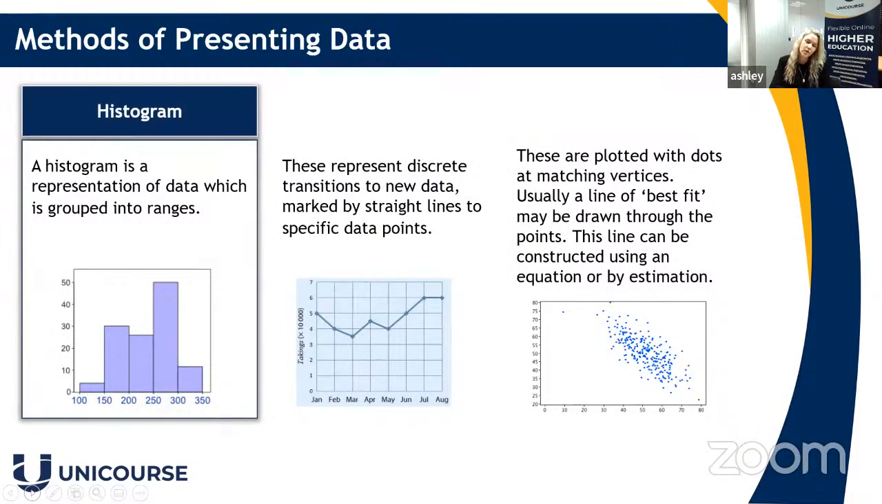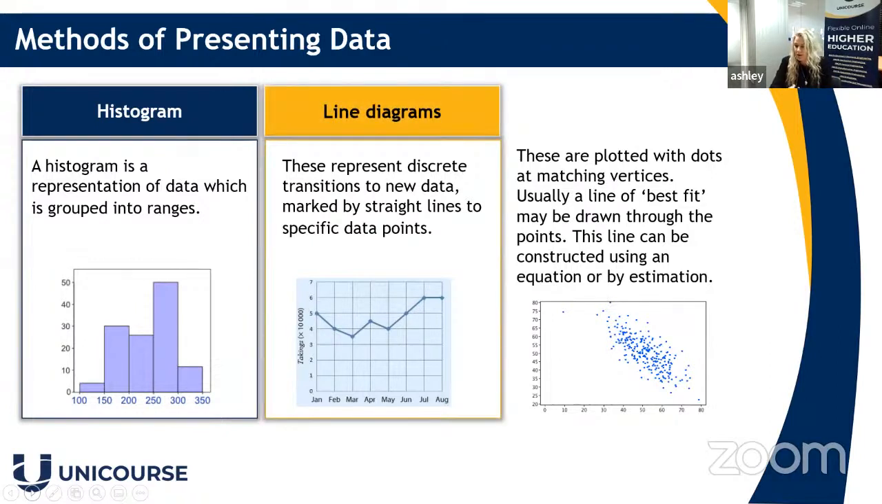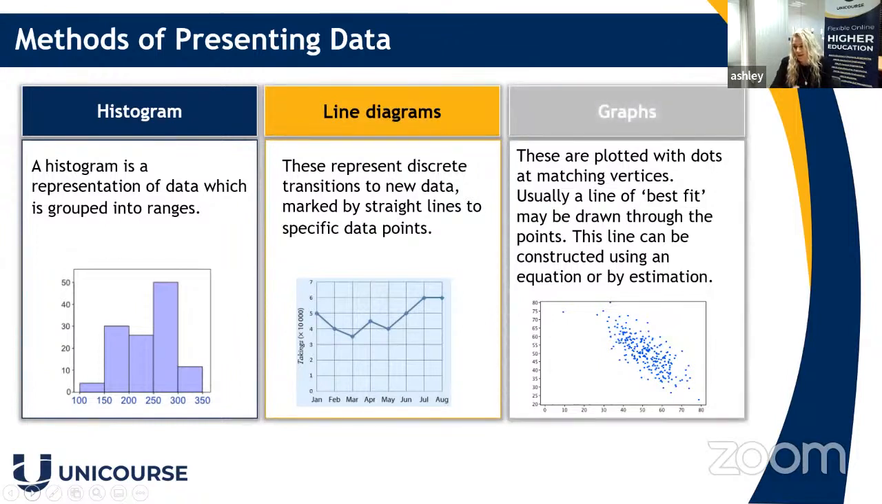So, when you're looking at data, you might have it in a table format, in a graph, in a histogram, in a line diagram, or in a scatter graph. There's a number of different uses and a number of different ways that you can analyze information by using different visual aids to demonstrate what your data means and what your data set looks at.